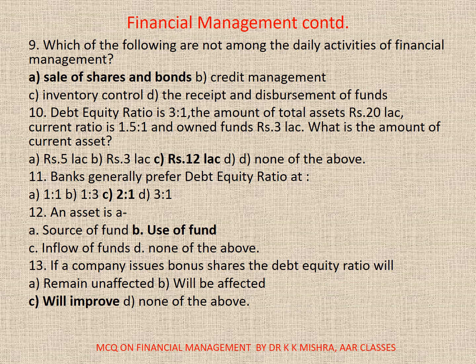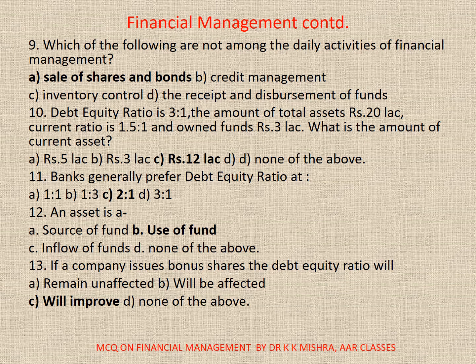10. Debt equity ratio is 3:1. The amount of total assets rupees 20 lakh. Current ratio is 1.5:1 and owned funds rupees 3 lakh. What is the amount of current asset? So if you calculate, you will find it to be C, rupees 12 lakh.